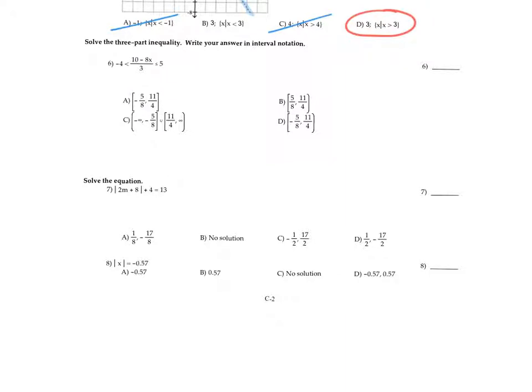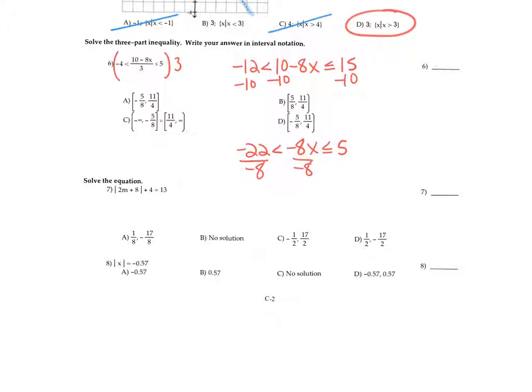Now, part 6 is a 3-part inequality. We're going to start by getting rid of the fraction. To do that, we're going to multiply through by the denominator, which in this case is 3. So that gives me -12 is less than 10 minus 8x is less than or equal to 15. Now I'm still trying to get x by itself. So I'm going to subtract 10 on all parts. That gives me -22 is less than -8x is less than or equal to 5. Now I'm going to divide everything by -8. Now -22 over -8 gives you a positive 11/4.